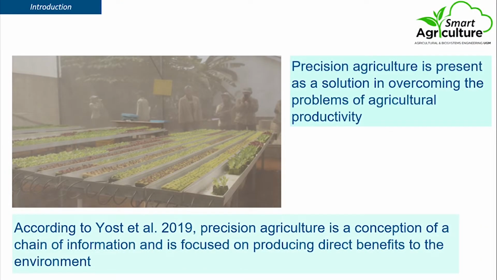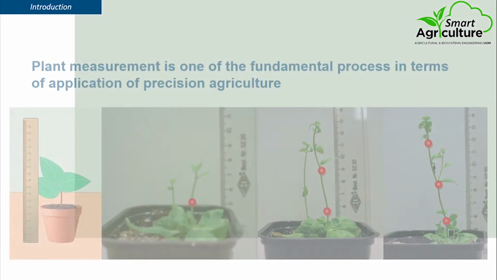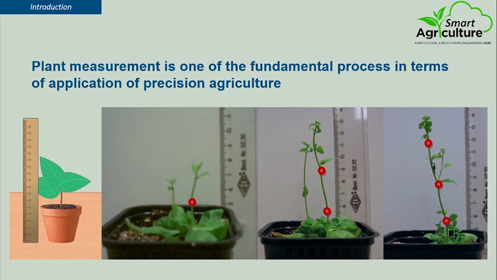Therefore, we need a solution in overcoming the problem of agricultural productivity, one of which is precision agriculture. What is precision agriculture? According to Yost et al. 2019, precision agriculture is a conception of a chain of information and is focused on producing direct benefit to the environment. Plant measurement is one of the fundamental processes in the application of precision agriculture. It is necessary to observe the rate of growth and improve the agricultural production system.